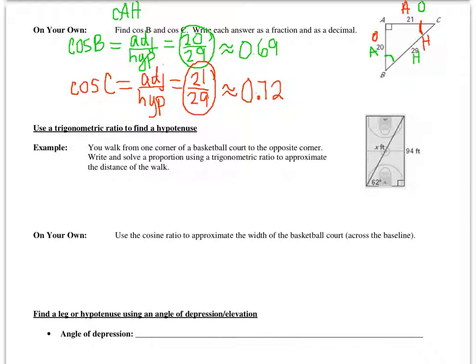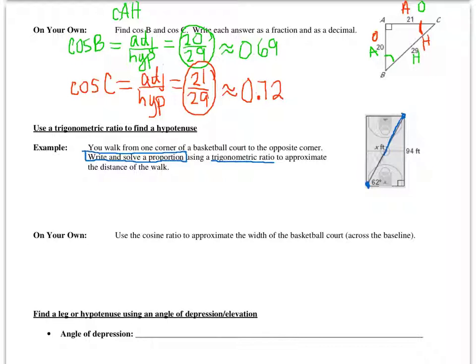All right, let's use a trig ratio to find the hypotenuse here. So looking at the question, it says you walk from one corner of a basketball court to the opposite corner. Write and solve a proportion. There's my directions right there, so I'm going to highlight it. Write and solve a proportion using a trigonometric ratio. There's a key thing. We want a trig ratio, so sine, cosine, or tangent, to approximate the distance of the walk. So it says we walk from one side of the basketball court to the opposite corner.